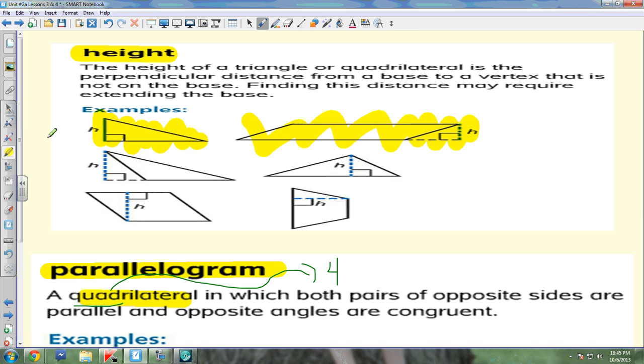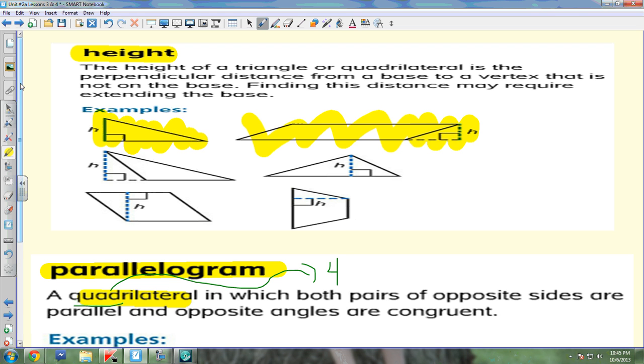Height. By definition, the height of a triangle or quadrilateral, quad means 4, is the perpendicular distance from a base to a vertex that is not on the base. Finding this distance may require extending the base. So let's go ahead and copy these 2 examples down. You don't have to copy the definition, just write the word height and copy the example right here, and also this example where you can make the height outside of the quadrilateral.